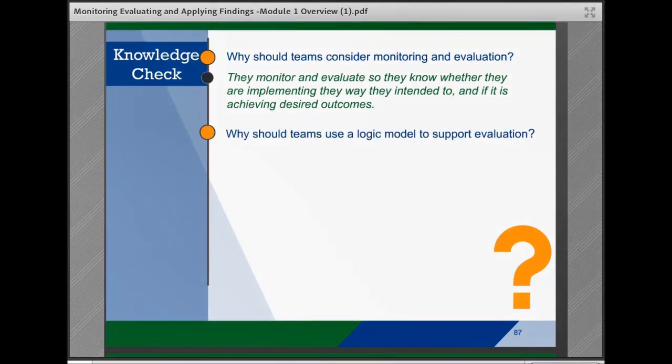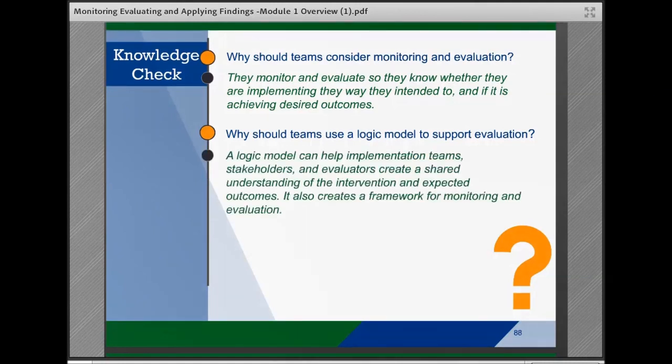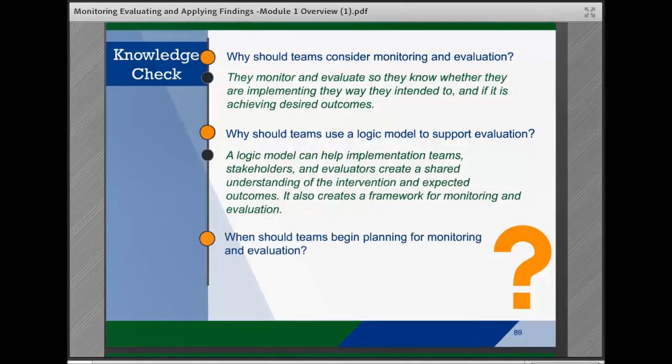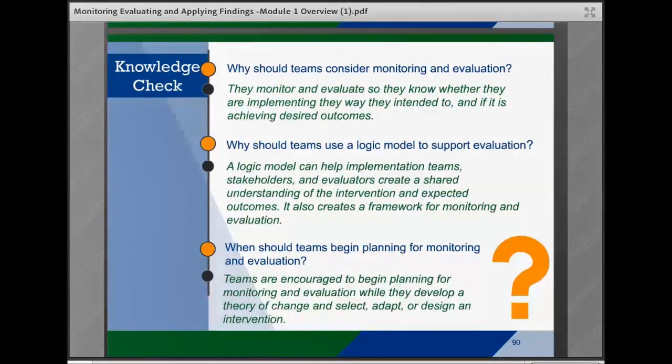Why should teams use a logic model to support evaluation? A logic model can help implementation teams, stakeholders, and evaluators create a shared understanding of the intervention and expected outcomes. It also creates a framework for monitoring and evaluation. When should teams begin planning for monitoring and evaluation? Teams are encouraged to begin planning while they develop a theory of change and select, adapt, or design an intervention.